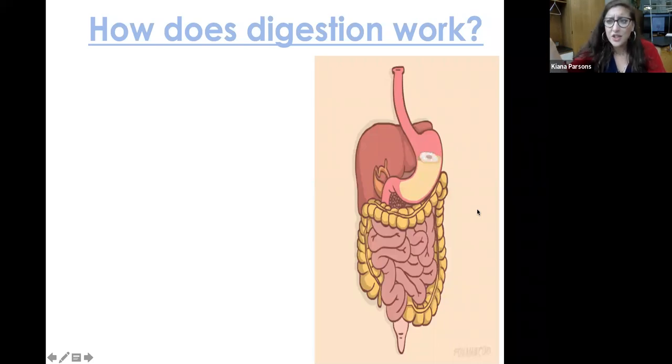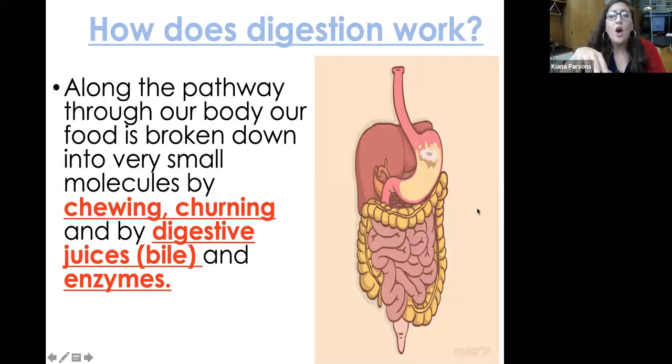But how does digestion work? All along the pathway through our body, food is broken down into very small molecules by chewing, churning, and digestive juices. So bile, which we're going to talk more about during this unit, and enzymes, which hopefully you remember from Unit 2. Enzymes are very important to digestion, and that's why we talked about them at the end of the last unit, so that we can apply that knowledge to digestion.